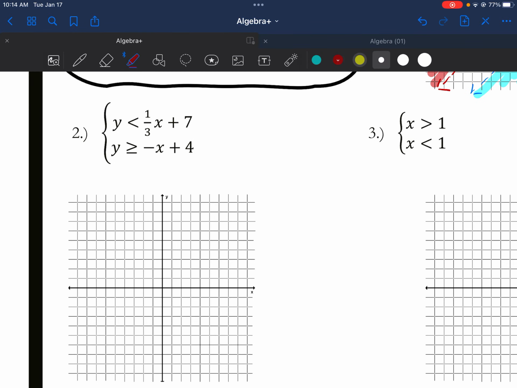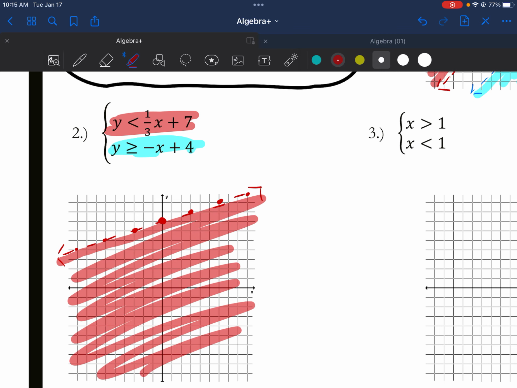Number 2. I'm going to make this one red, this one blue. I'm going to go up to 7 because it's already in slope-intercept form. I'm going to use a slope of 1/3 because that's what's given to us. And this is going to be a dashed line. That's probably the newest part here along with the shading. It says y is less than, so I'm going to shade less than this line, everything below.